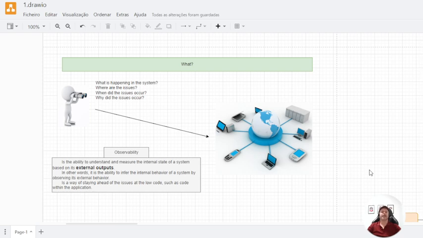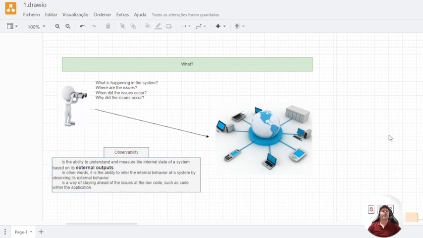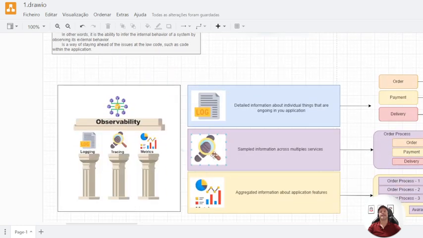As we can see here in these pictures, we have a system, and this guy is applying observability in this system. This guy, observing the external outputs, could understand what's happening in this system. But what are the external outputs? The external outputs we call the three pillars of observability. We can say the log, the trace, and the metrics.